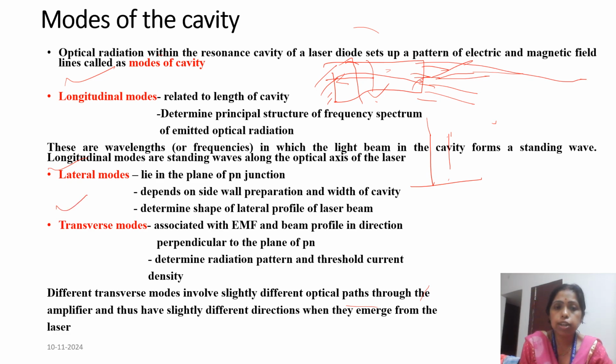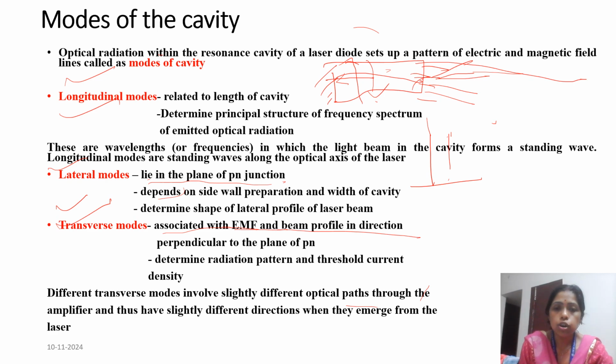The longitudinal mode is related to the length of the cavity. Here the lateral mode lies in the plane of the p-n junction. The transverse mode is associated with the electromagnetic field and beam profile in that direction. So this I will discuss with the help of the diagram. Okay. Normally we prefer the longitudinal mode or the transverse mode. The lateral mode we don't usually prefer, though sometimes you use it if you want to get a proper mode.